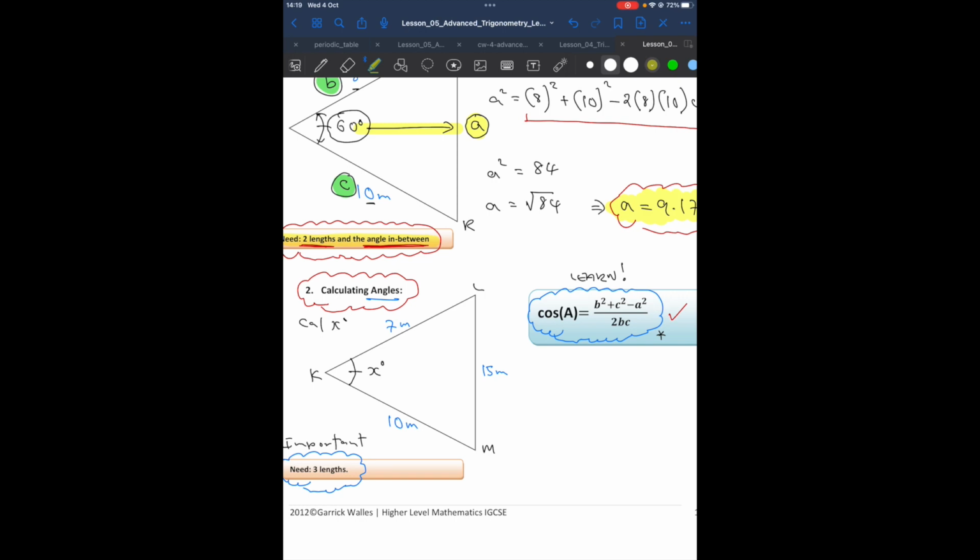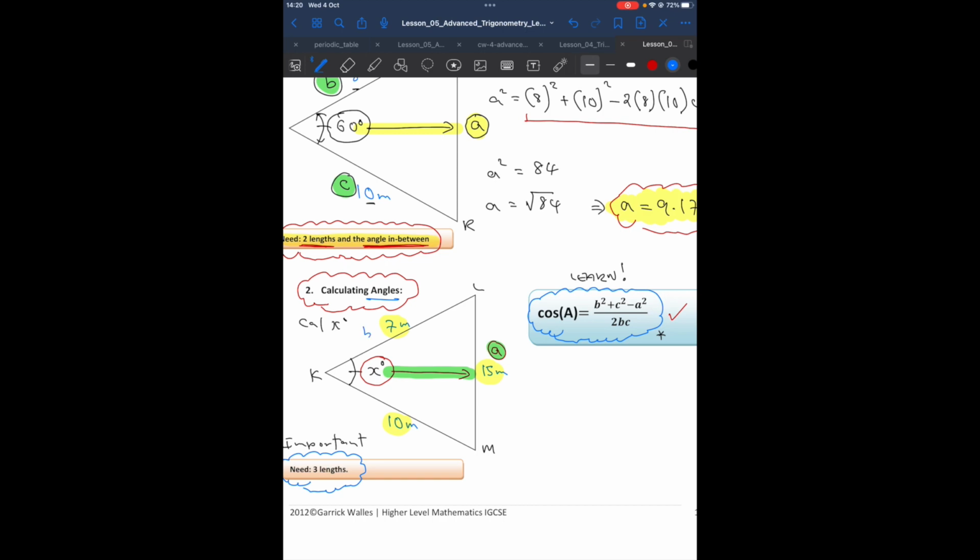So the first thing you need to recognize is that in this question, we've been given all three lengths of the triangle. 7 meters, 15 meters, and 10 meters. As before, the most important thing that you need to do is label the sides A, B, and C. And it's very straightforward and similar to what you did before. The length of the angle you're trying to work out looks at is always what you call little a in that formula. That is really the important length. So the little a is the length which is directly opposite the angle you're trying to work out.